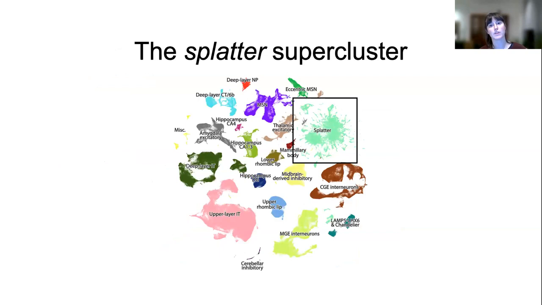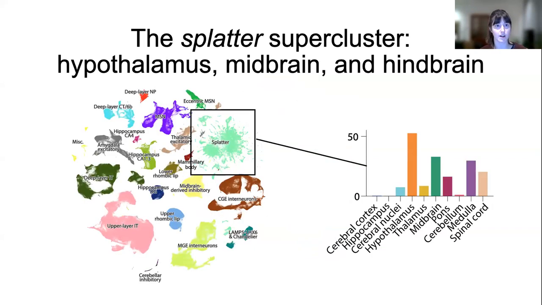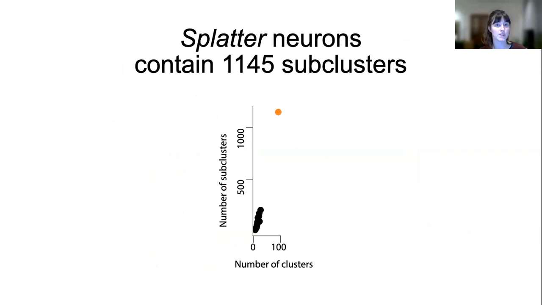The other broad observation I want to mention today is a supercluster that looked a bit strange to us. We ended up calling the supercluster the splatter neurons, and that's because it looked a bit like someone had splashed paint on our t-SNE. And honestly, it was very hard to come up with a better, more concise biological term for these. This supercluster contained neurons from all over, particularly the hypothalamus, midbrain, and hindbrain. They were also extremely diverse.